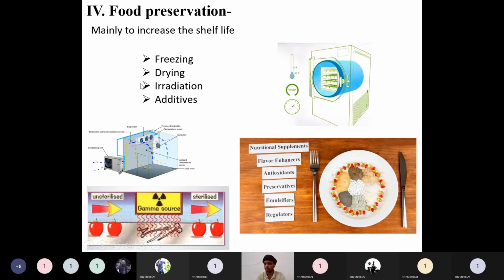So using the following four types of methods, we can preserve our food. One is freezing, then drying, and when you combine freezing plus drying, it is called freeze drying. The next ones are irradiation and additives. Following these four ways, we can preserve our food.